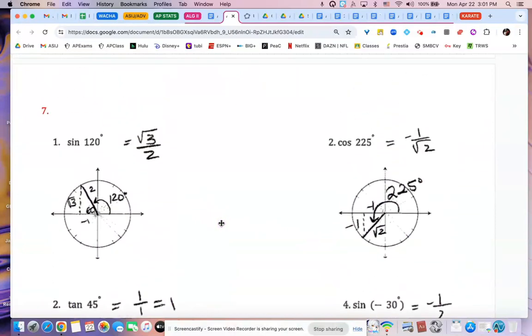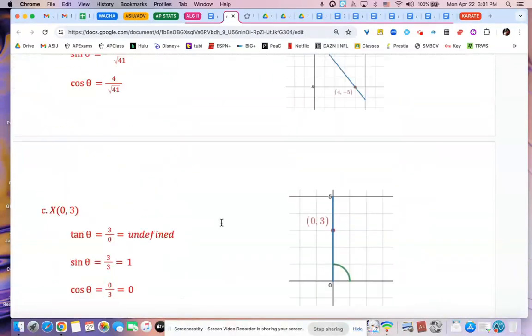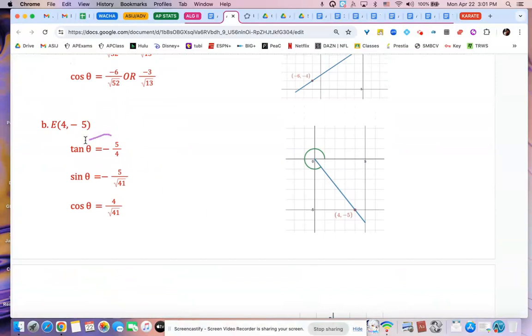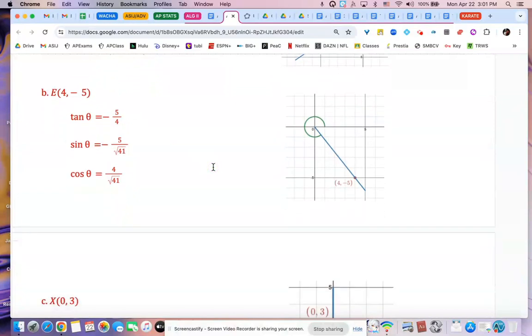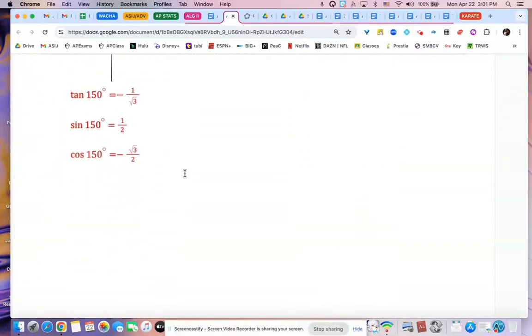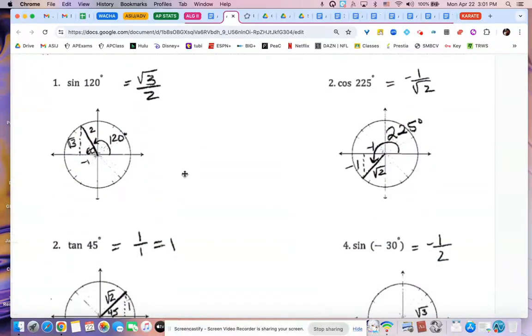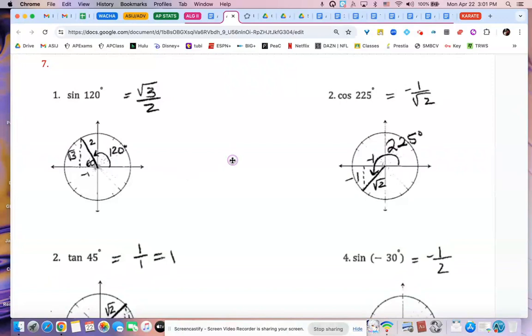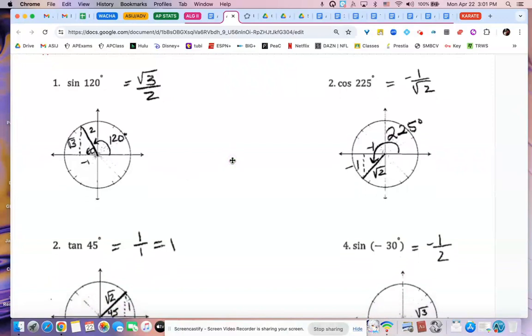Now, if it's something else, like the one we did before up here, like 4 and -5, now you're not talking about a special right triangle anymore. You're talking about something where you're going to end up with a square root, and it's going to be maybe a little different, right? A little funky. And that's where you start using your calculator to find angles as well. Okay, so there you go.